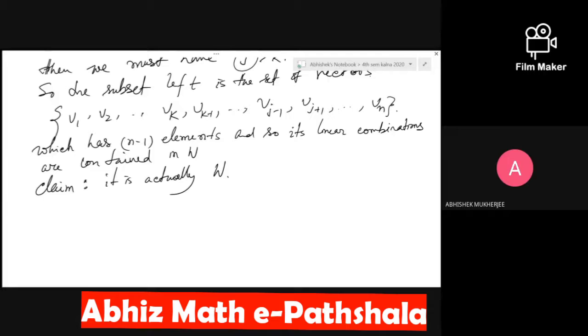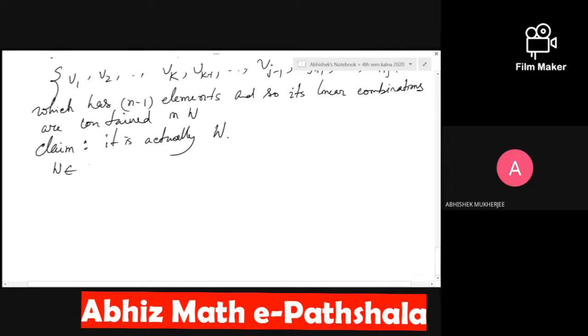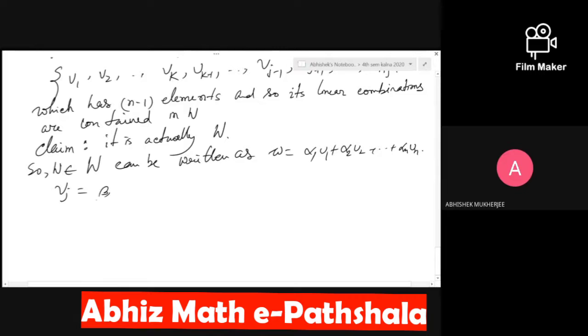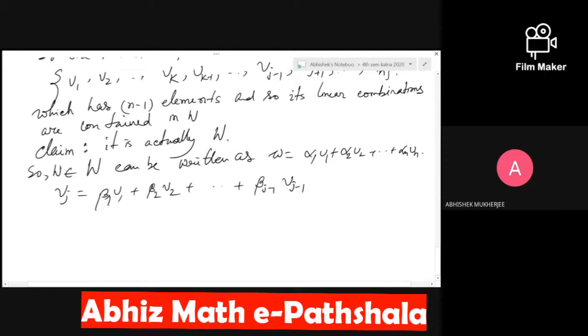But what is the reason? Because if you consider a vector w belonging to capital W, it can be written as w equals alpha 1 V1 plus alpha 2 V2 plus ... plus alpha n Vn. And Vj is beta 1 V1 plus beta 2 V2 and so on, plus beta j minus 1 Vj minus 1, because we have seen that Vj is the vector which can be represented as a linear combination of the preceding vectors, that is the vectors which are before Vj. And so we get that.